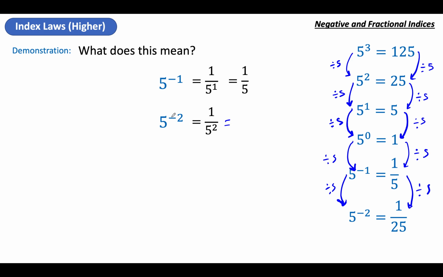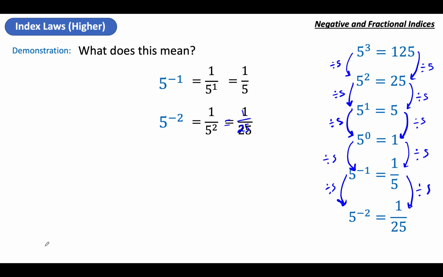Anyway, right, so the negative has pushed my power underneath. So it's now 1 over 5 squared, which is, of course, 5 squared is 25. Okay, so the negative, push it down, make it positive. 1 over my number, and the power now just becomes a normal power, and I can do what I normally do. Okay?